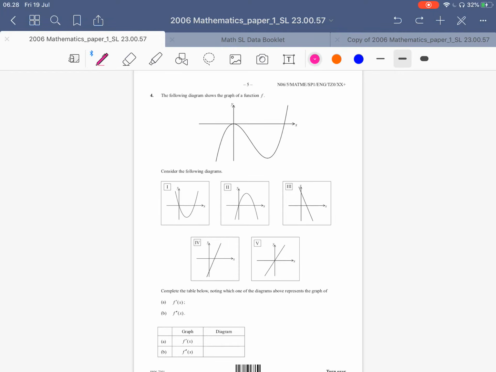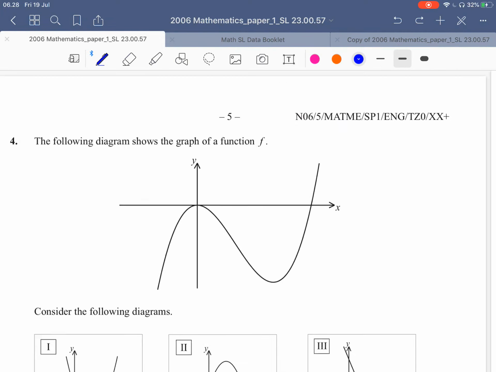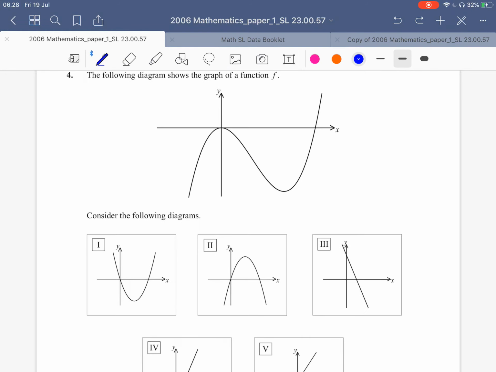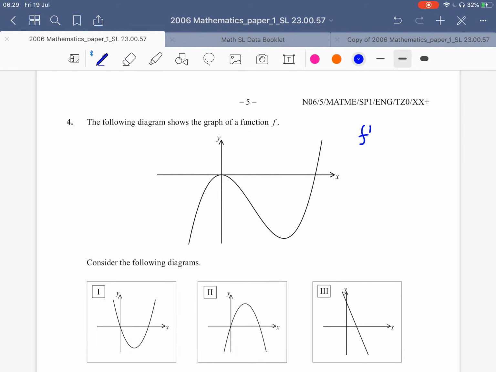What you need to know before is that the derivative of f is f dash of f. So we have, that's the function. This is the first derivative. And the second derivative is the derivative of the first derivative.